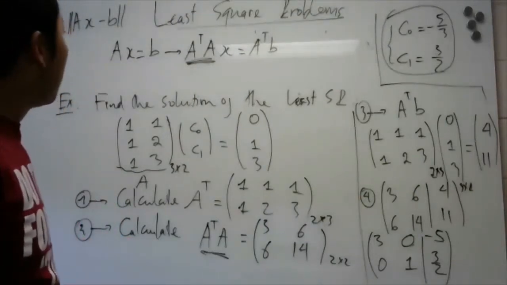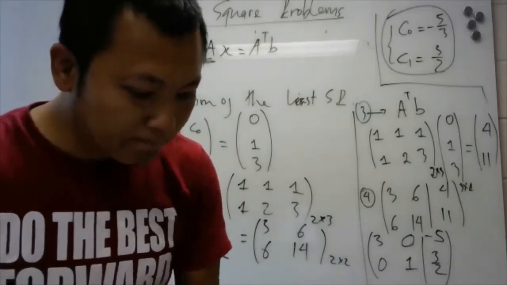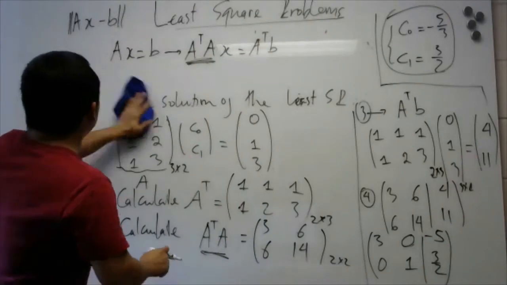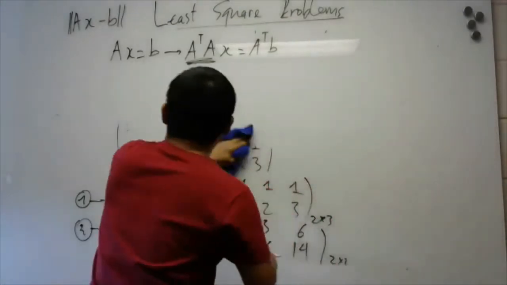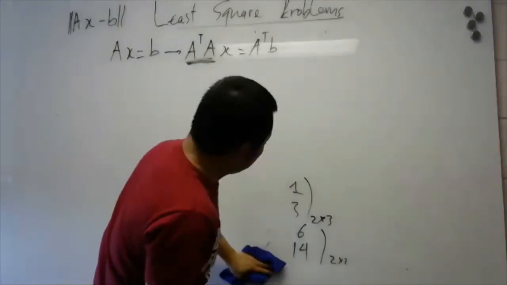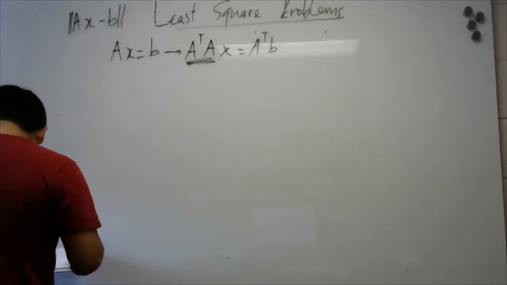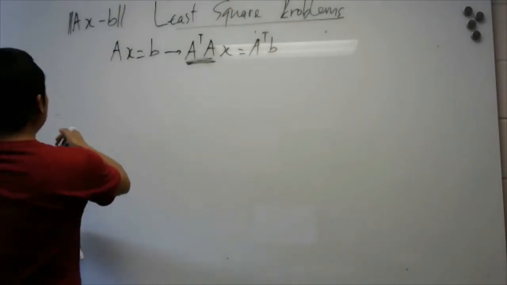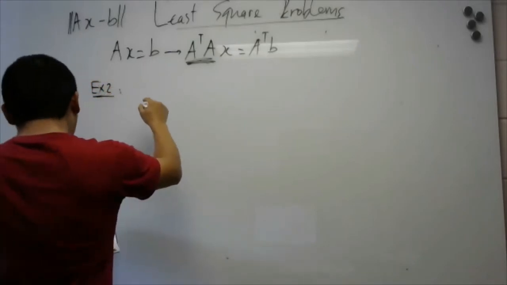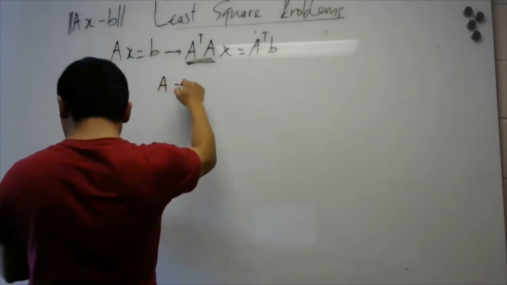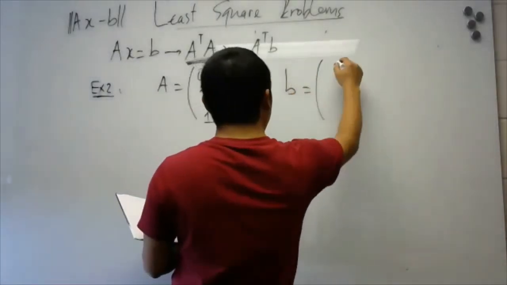So let's do one more example. I think it's okay for today's lecture, just a warm up a little bit. So let's solve the least square problem for the following system. That is, for A equal to 0, 2, 3, 0, 1, 0, and then B equal to 1, 1, 3.